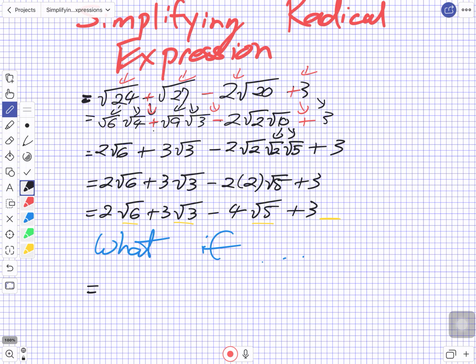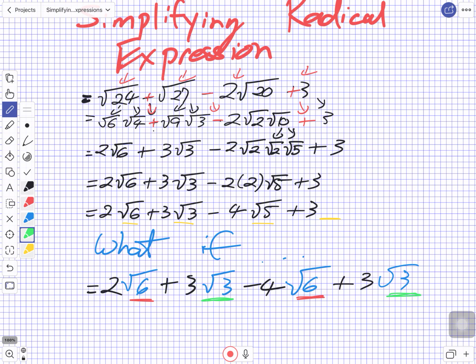Oh, I don't know. Let's say it was 2 root 6 plus 3 root 3 minus 4 root 6 plus, I'm going to say 3 root 3 again, okay? I've changed the question just a little. If you notice, I have a root 6 and a root 6, and I have a root 3 and a root 3. These are like terms. I can actually do stuff with them.